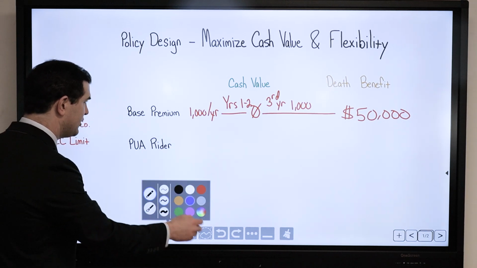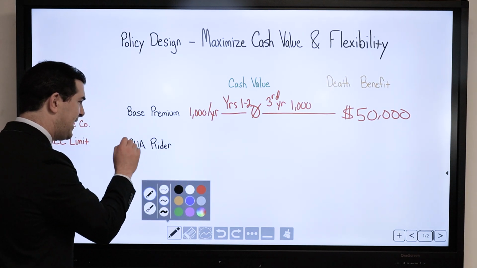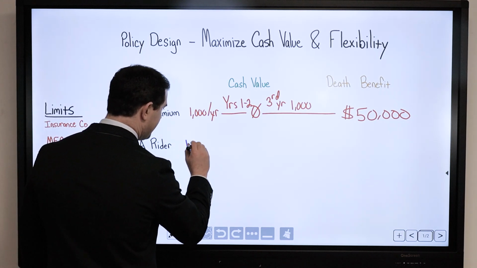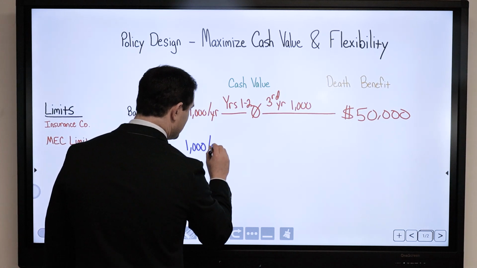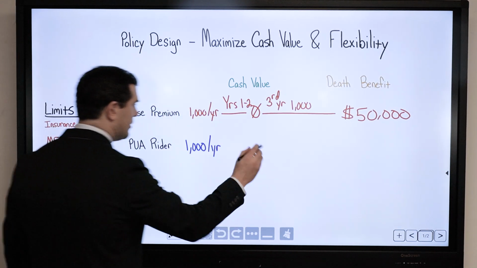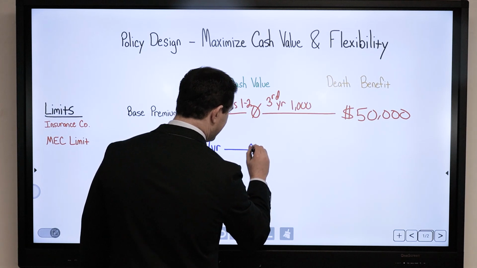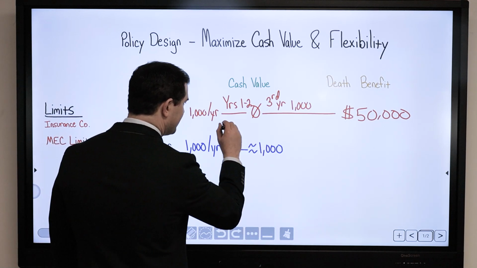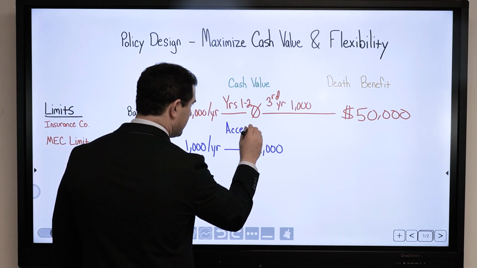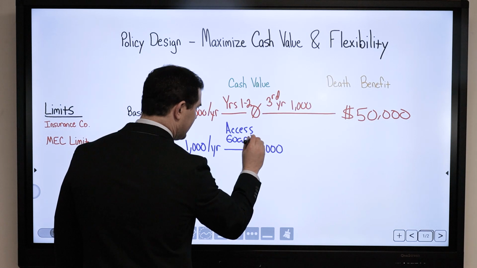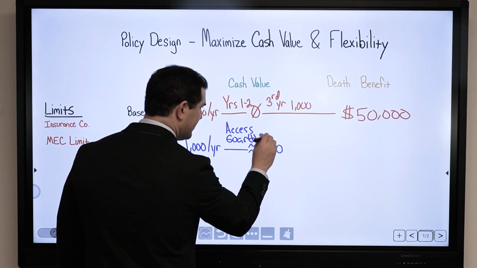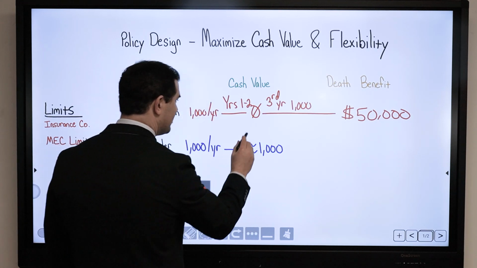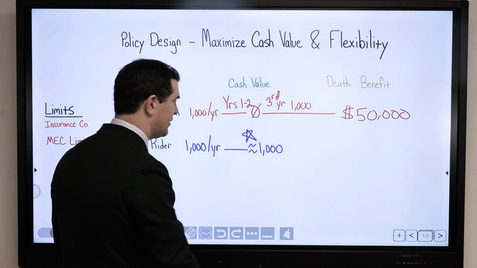The other area is the PUA rider. PUA stands for paid up additions. I'll often refer to this as a cash dump-in. If I pay in the same $1,000 per year toward this component, I will see just about $1,000 show up in cash value. That is money I can access, and money that begins to earn the guaranteed rate plus any dividends immediately. This is the key to maximizing the cash value on a life insurance policy.